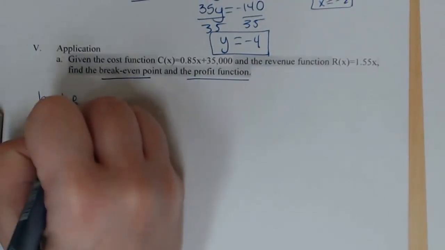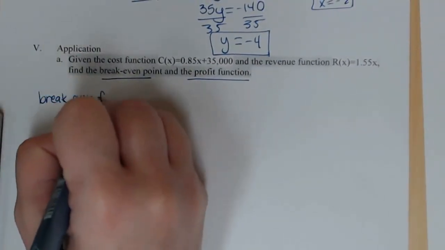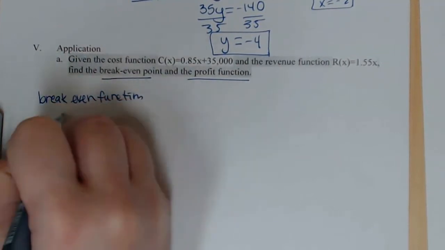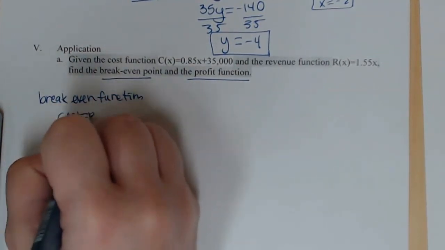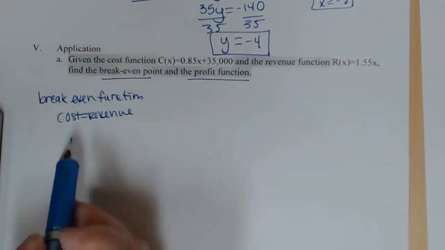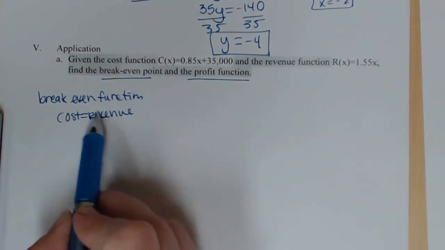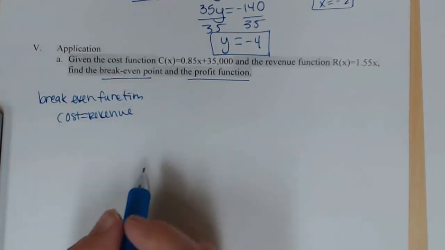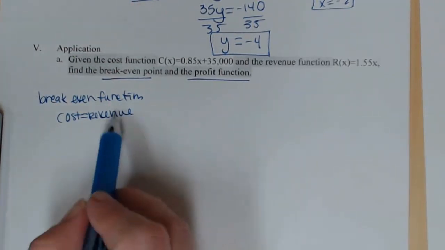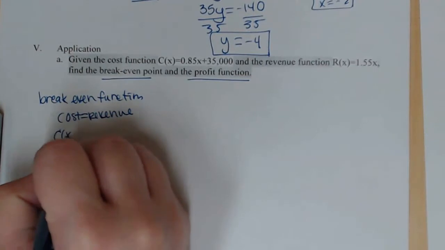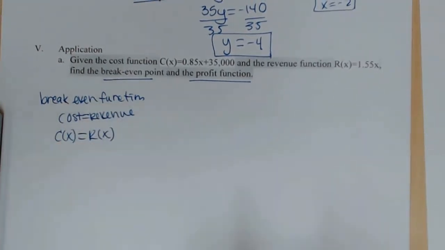Well, your break-even point when working with business functions is going to be when your cost is equal to your revenue. So whatever it costs you to produce goods is equal to how much money you brought in. You're at break even, meaning you're not losing money anymore. You're not making money, but at least you're not in debt. So you would take your cost function and set it equal to your revenue function and solve from there.